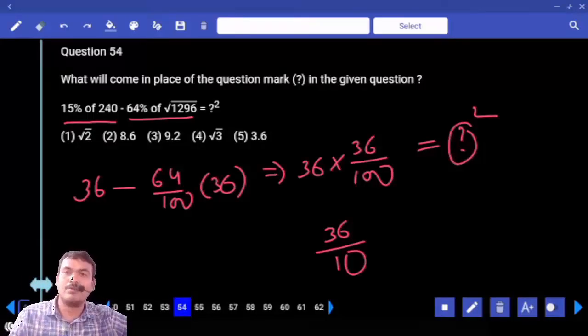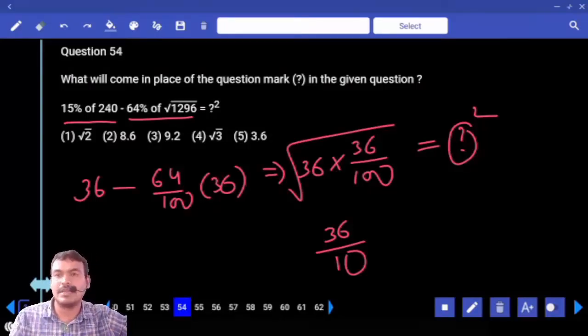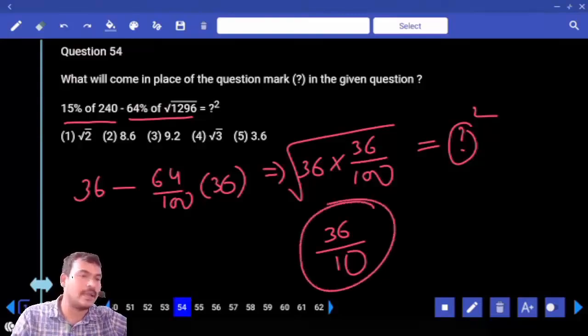Square becomes, it will be root or not? Square root of which value? 36 into 36, nothing but 36, or not? Square root of 100 means 10. Then answer 36 by 10. How much? 3.6.